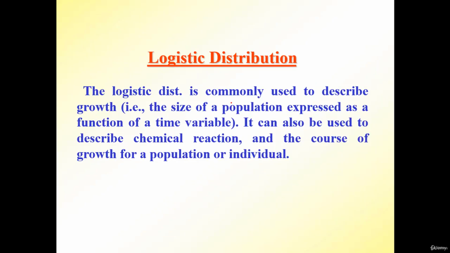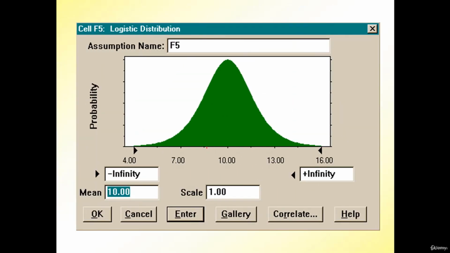Logistic distribution is commonly used to describe growth. The size of a population is expressed as a function of time variables. It can also be used to describe chemical reactions and the course of the growth of a population or individual. It is very important in industry.